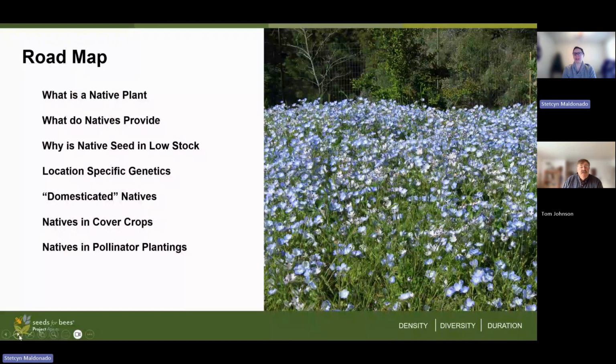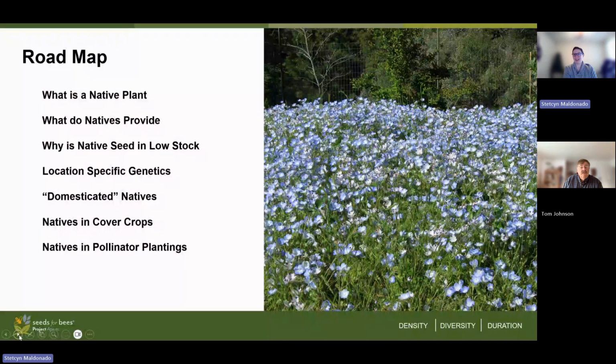Here's a roadmap of what we're going to go over. We're going to talk about what a native plant is in the first place, what they provide, and we're going to discuss seeds and genetics, and then I'll transfer it over to Tom to talk about domesticated natives and putting them in cover crops or in pollinator plantings.